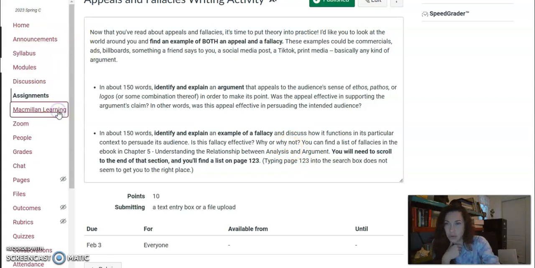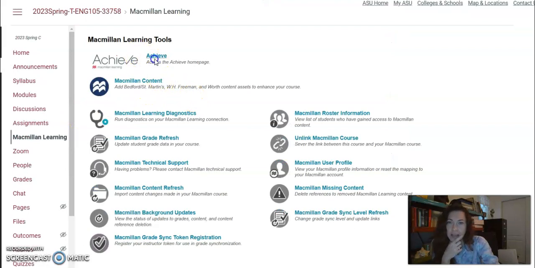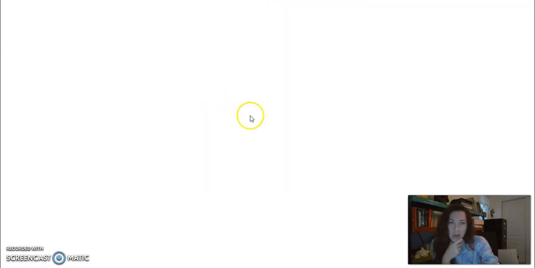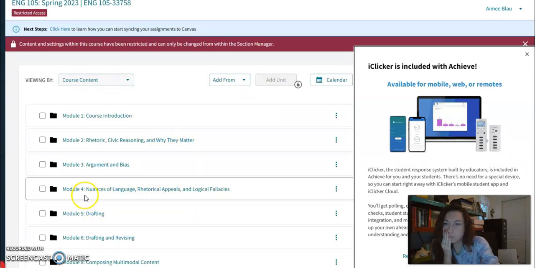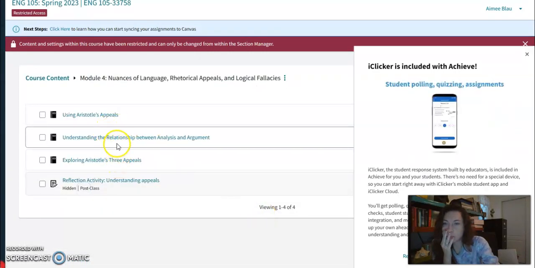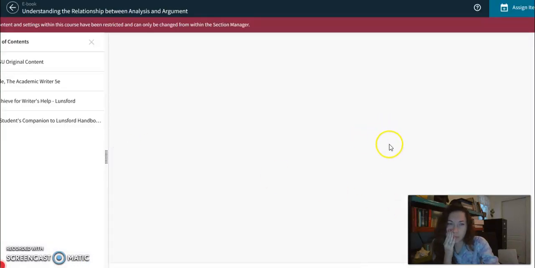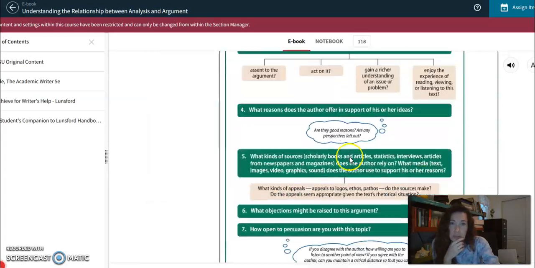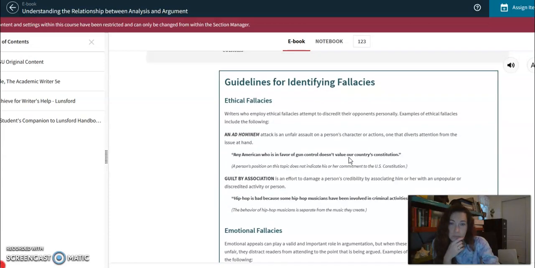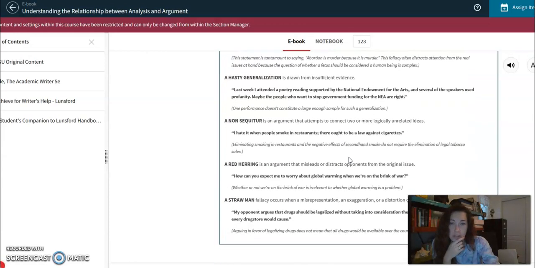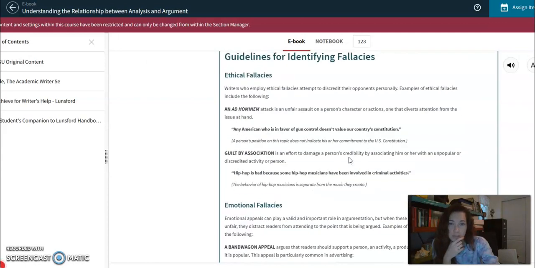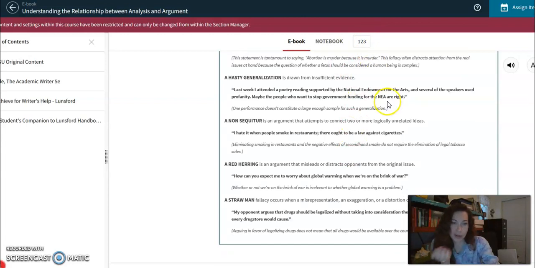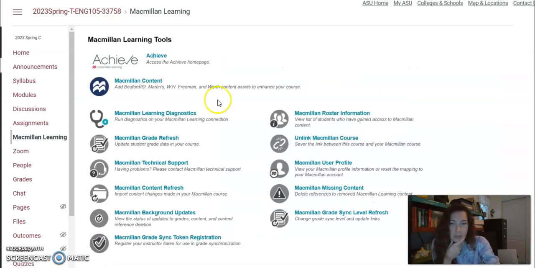So let me show you what I'm talking about, the list here. Maybe that'll help you. Maybe you can screenshot this if you need to. Here we go. I don't know why Achieve is so slow. So you just have to scroll down. I know, it's silly. And here we go. Ethical fallacies, emotional fallacies, and logical fallacies. Okay, so there's the list there. But if you type in 123 up here, sometimes it gets you there, sometimes it doesn't. Sometimes students struggle with that.